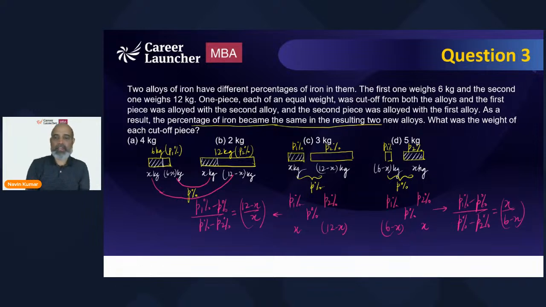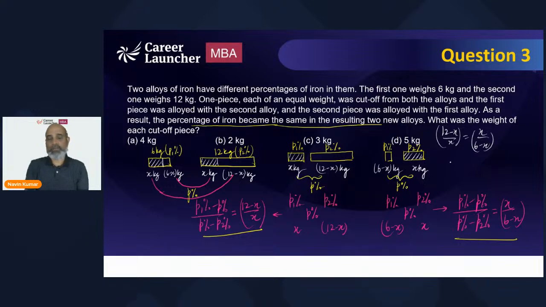Now, if you pay attention to the left-hand side of both of these equations that we have created, they are the same: P1 minus P upon P minus P2. That means the right-hand side is also supposed to be the same, which means 12 minus x upon x should be equal to x upon 6 minus x, right?